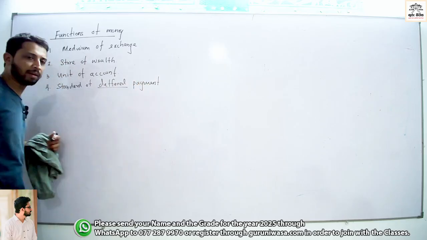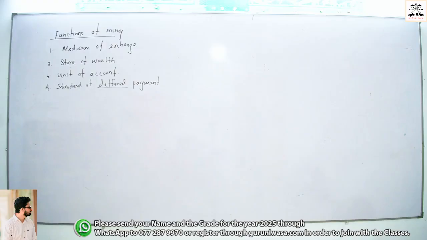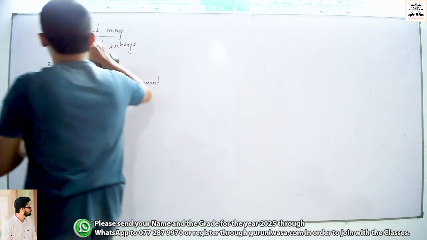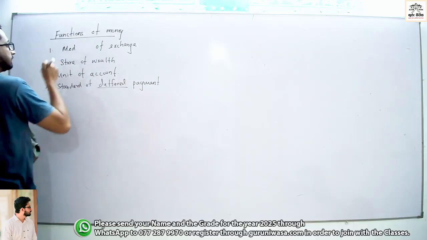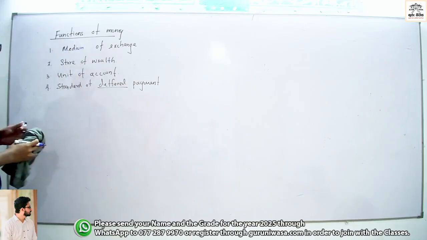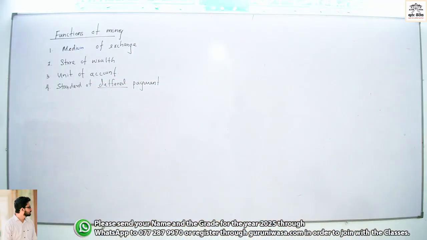Deferred means you can delay payments. You can buy goods and services today, and payment can be made in the future with the use of money. This is called standard of deferred payment. Medium of exchange, store of wealth, unit of account, and standard of deferred payment. These are the four functions of money. At the beginning, I told you that if anything does these four functions properly, that can be considered as money.